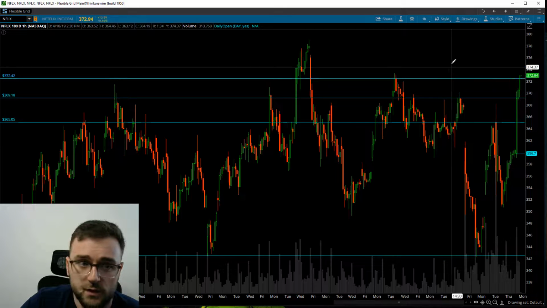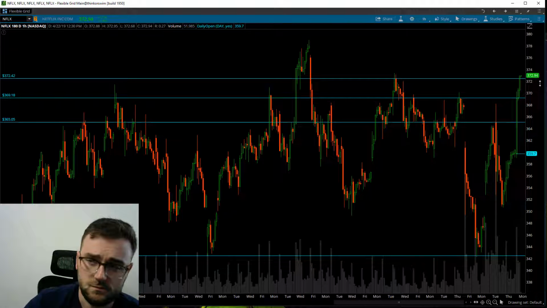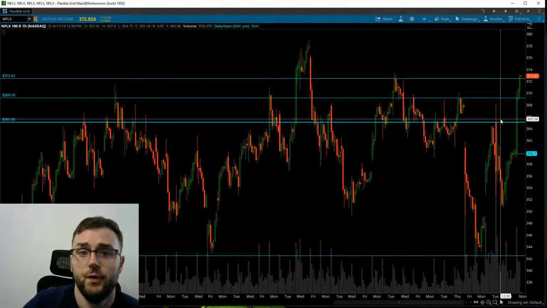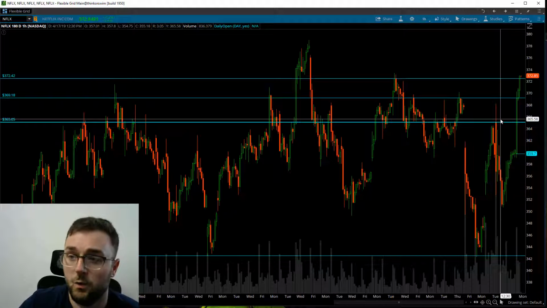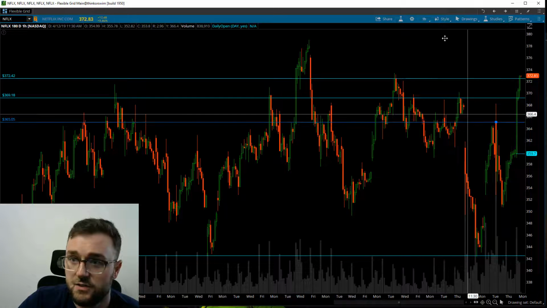We do have a small level in here, 372.42s, that we're already pushing through as well. So I'm not too concerned about the upside in Netflix at the moment. I just wanted to know if it's going to break out, if it's going to rally, where is that point, and what am I going to do around that? So that level for me was 365.05s.